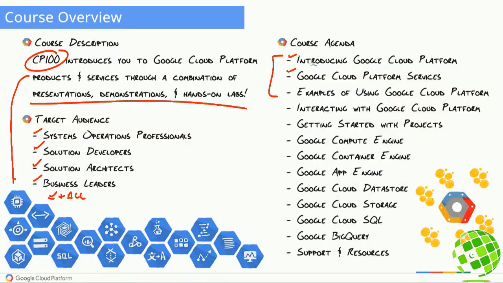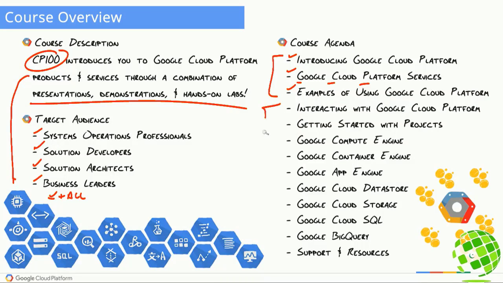From there, we're going to get an overview of all of GCP's products and services. So we'll break them down by category. We'll look at our compute options, our storage options, and our big data options. We'll also get some examples of using the Google Cloud Platform, which is really helpful to see how other people use the platform to build their solutions. So we'll look at some examples from big and small companies.